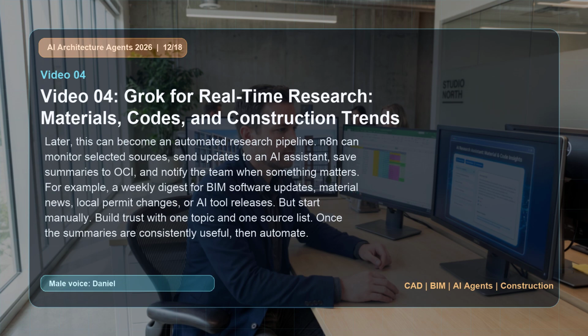Later, this can become an automated research pipeline. N8N can monitor selected sources, send updates to an AI assistant, save summaries to OC, and notify the team when something matters. For example, a weekly digest for BIM software updates, material news, local permit changes, or AI tool releases. But start manually. Build trust with one topic and one source list. Once the summaries are consistently useful, then automate.